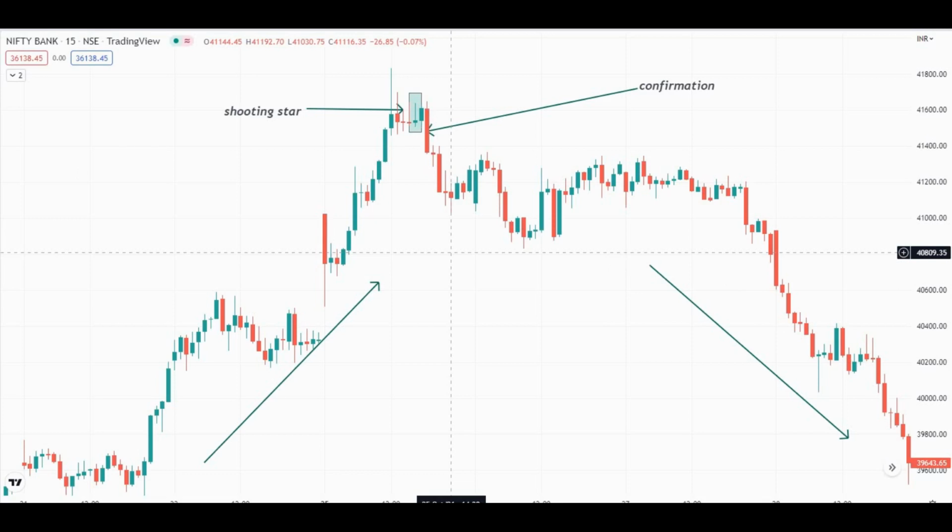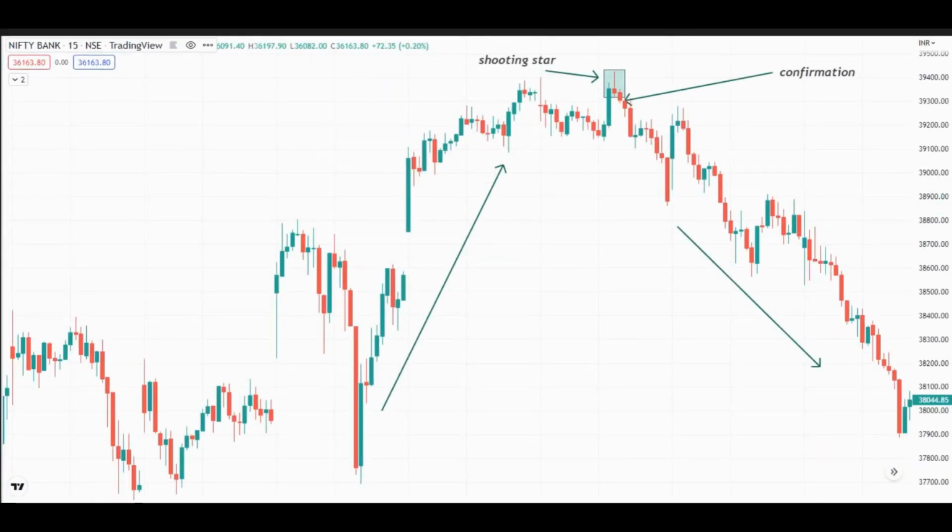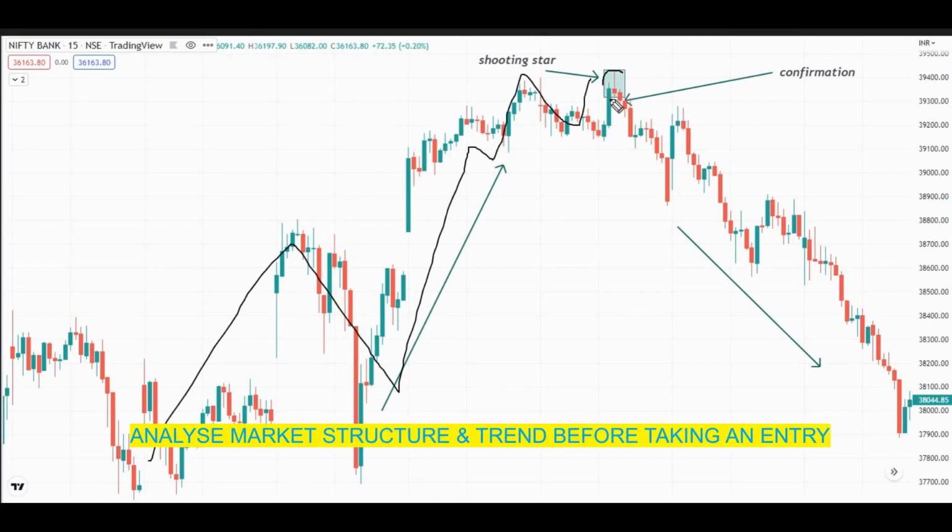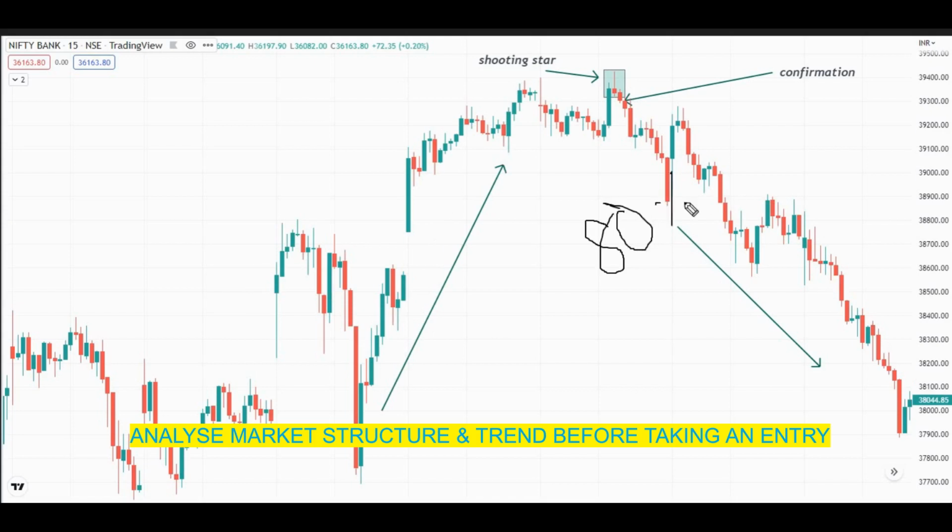See, proper uptrend, shooting star, confirmation, trend change. So it works at least 80 to 85% of the time.